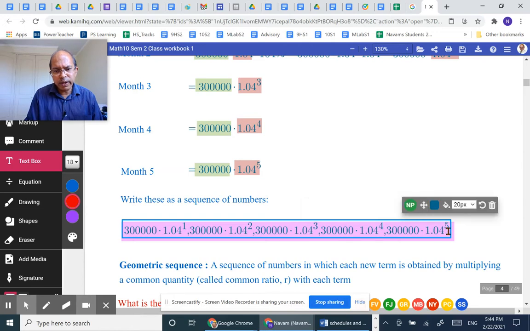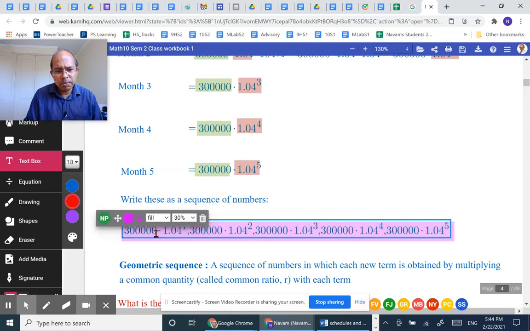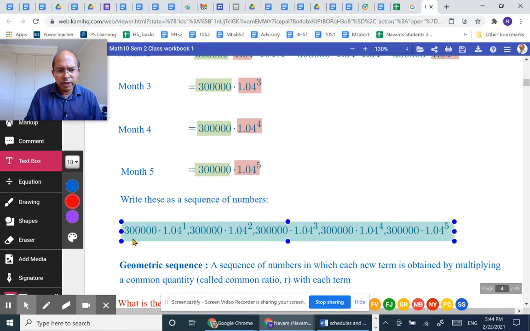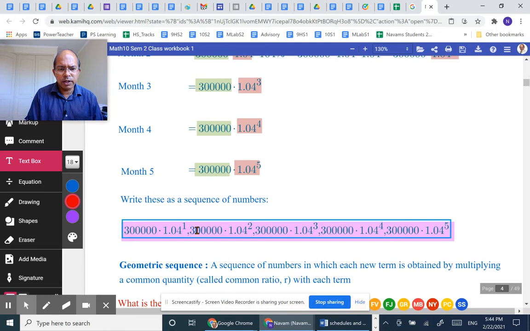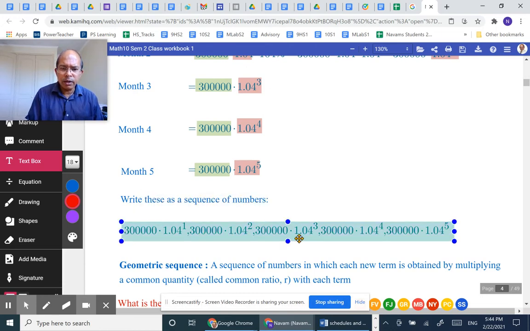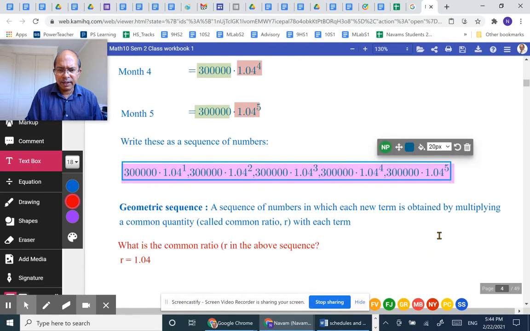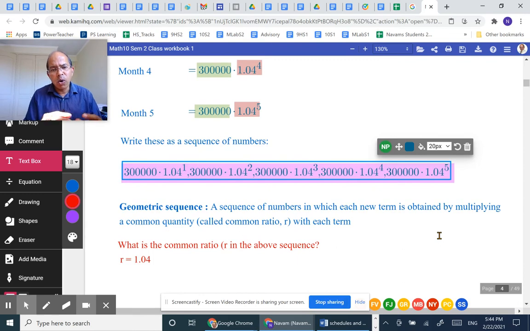You may notice very quickly that each number is multiplied by 1.04 to get the next number. For example, 300,000 times 1.04 is multiplied by 1.04 to get 300,000 times 1.04 squared. And that's true for any consecutive pair of numbers here. This ordered set of numbers is called a geometric sequence.